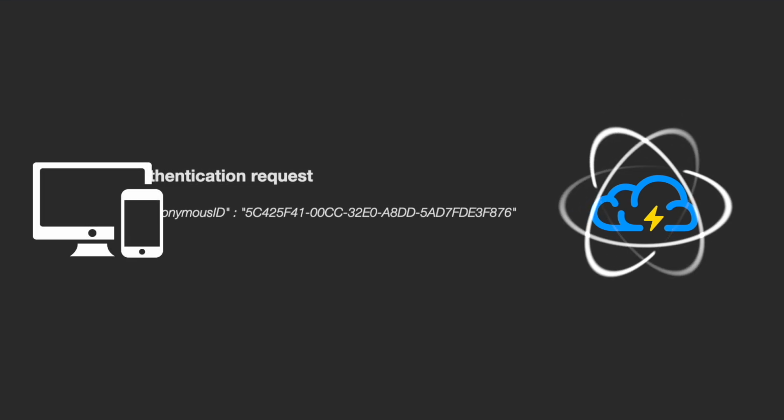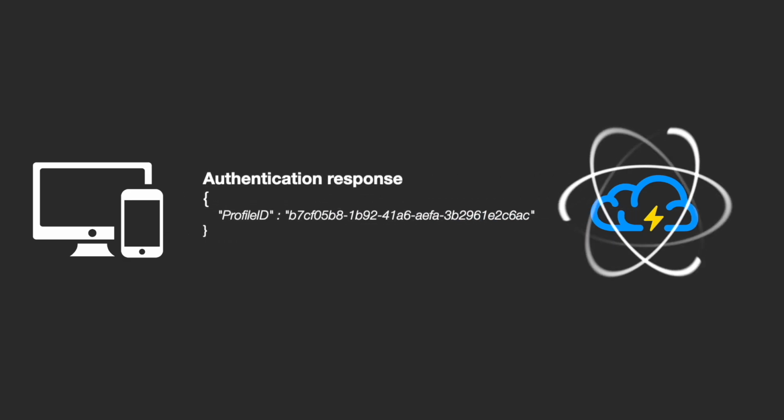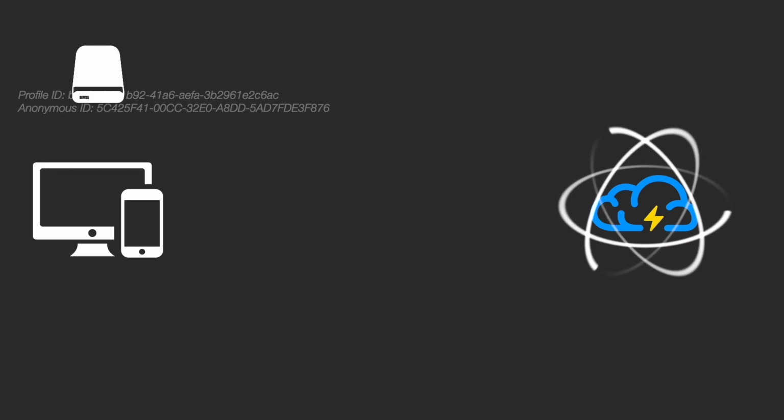Let's talk about what brainCloud does on a successful authentication request. The server returns a response with the profile ID. Then, the brainCloud wrapper will save the generated anonymous ID and the profile ID to the user's device.